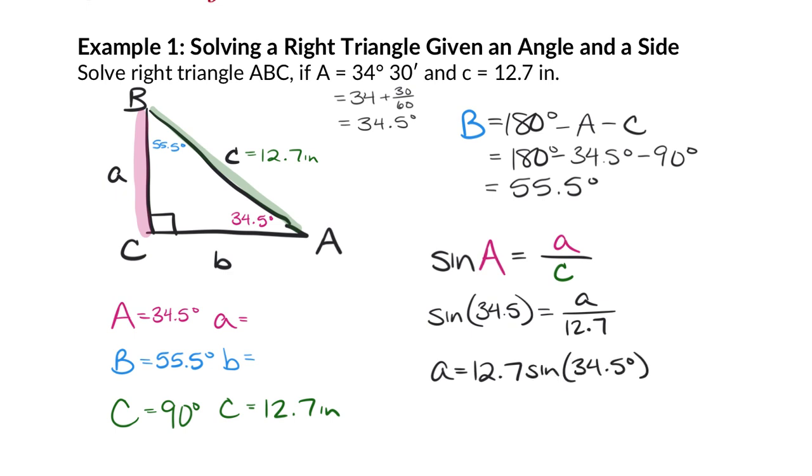Ooh, I forgot my degree symbol, degrees. And boom, that's something we can throw in our calculator. But for today, you were usually given a 30, 60, or 45 angle, so you used your table at this point. But now we're just wanting approximations instead of exact values. So what is 12.7 times the sine of 34.5?